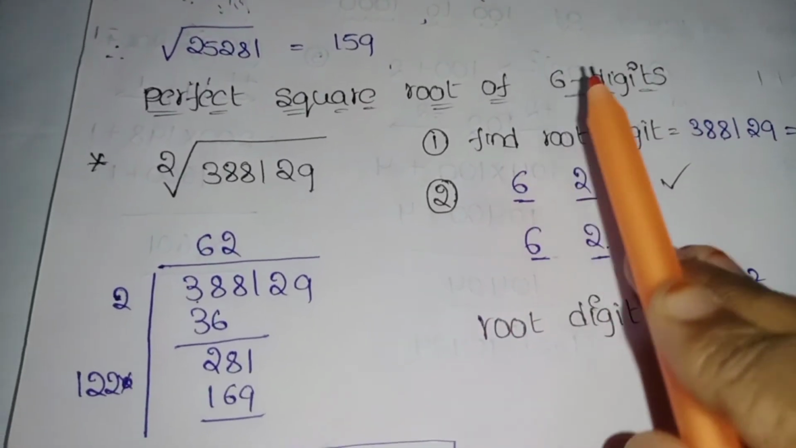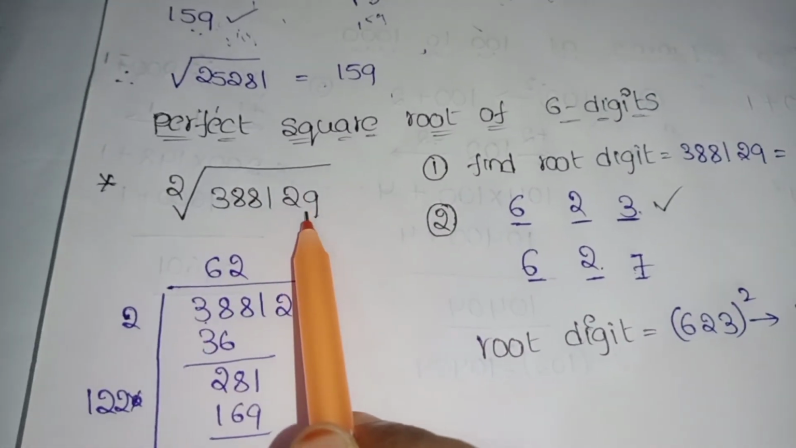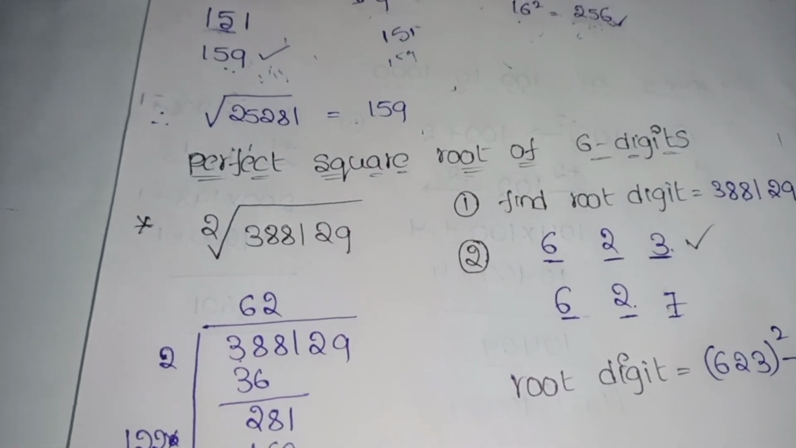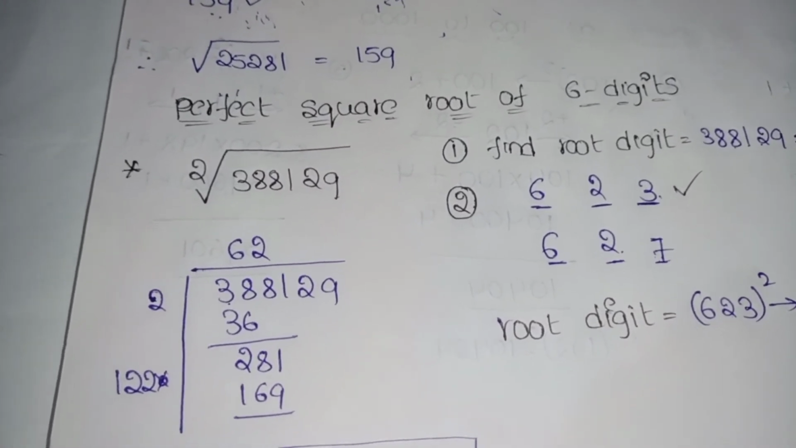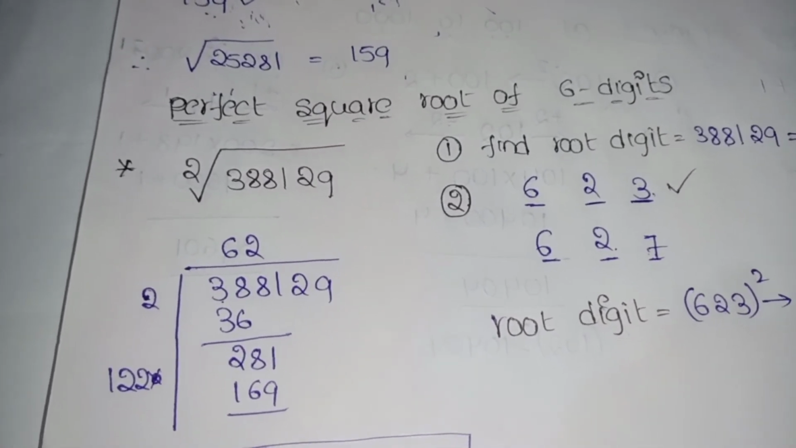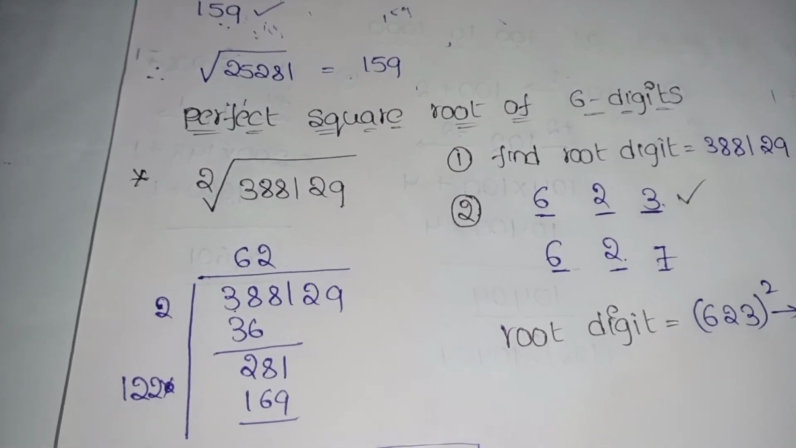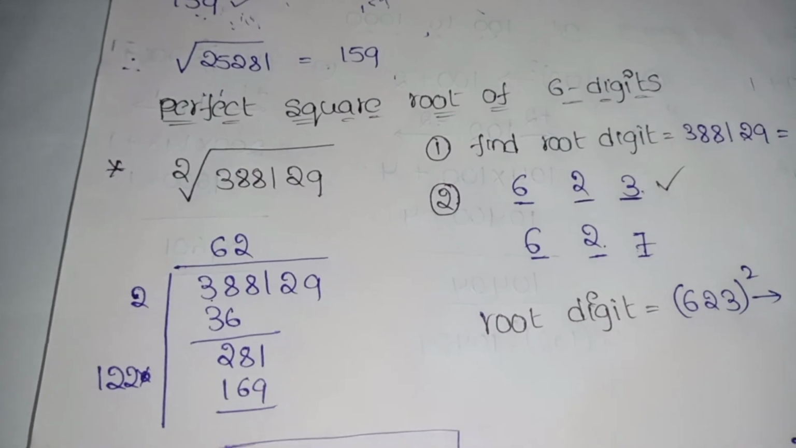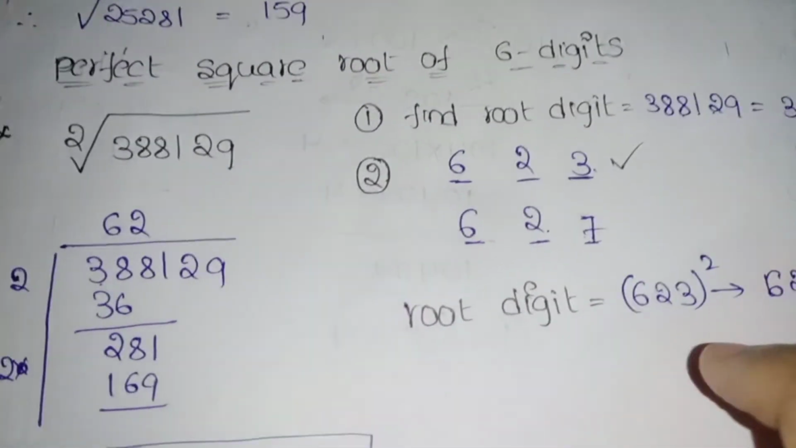The square root of 6 digits. In the root, I am having 6 digits. In the answer, how many digits am I having? Can you guess? Yes, 3 digits. For finding the perfect square root of a 6-digit number, which trick will we be using? This is very important. Please be concentrated.